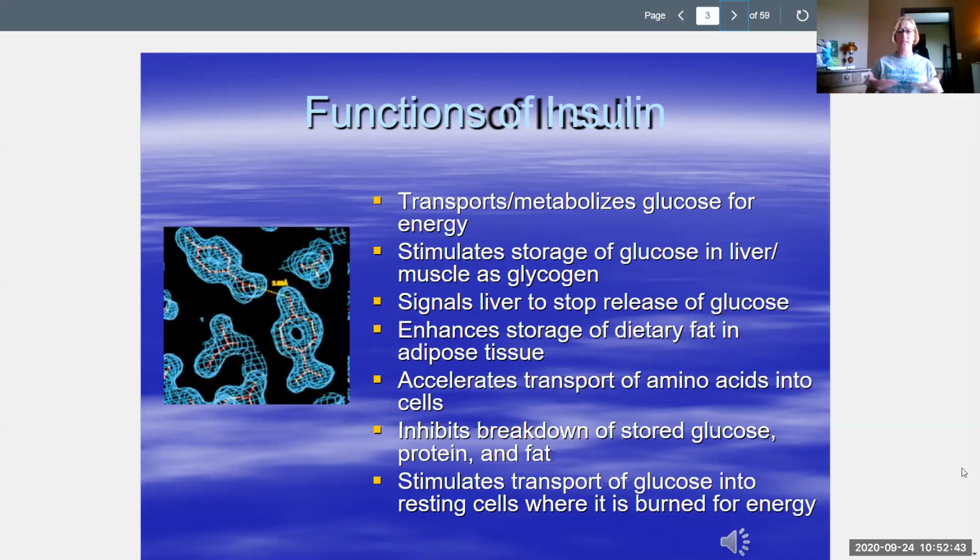So we know that insulin does a lot of things. It transports and metabolizes glucose for energy, stimulates the storage of glucose in the liver and muscle as glycogen, signals the liver to stop the release of glucose, enhances storage of dietary fat in adipose tissue, accelerates transport of amino acids into cells, inhibits the breakdown of stored glucose, protein, and fat, and stimulates the transport of glucose into resting cells where it is burned for energy.